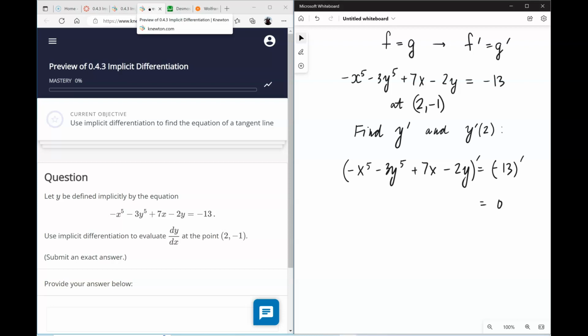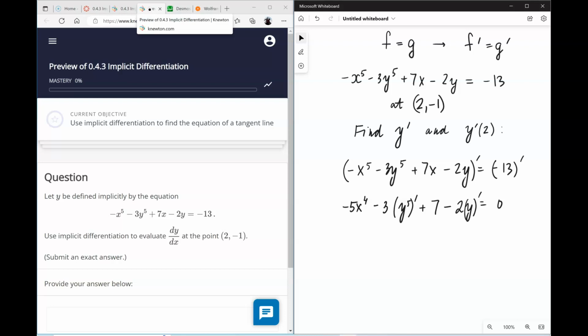So on the right side we have 0. On the left side we now have the derivative of some linear combination of many functions, and we can apply the linearity rule first. So it's going to be the derivative of -x to the 5th, plus 7x, plus y, minus 13, minus 3y to the 5th. We can take out that 3. The derivative of 7x is 7, and the derivative of y is, for now, let's just write it like this.